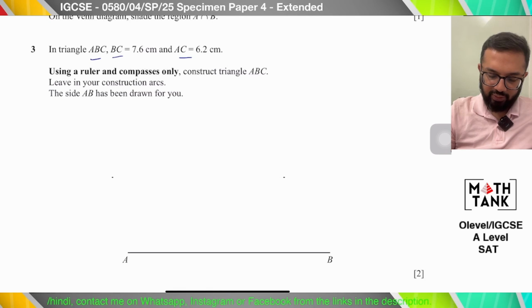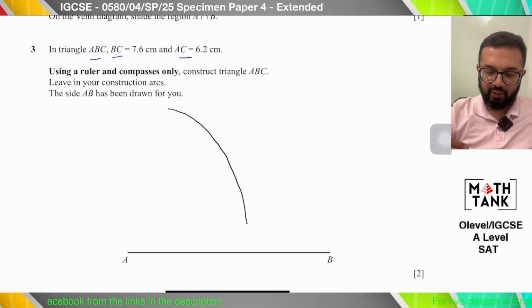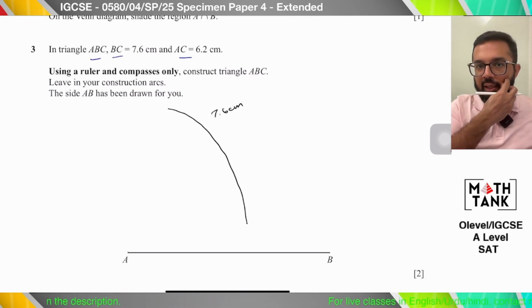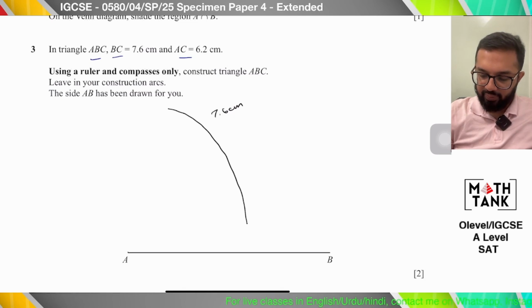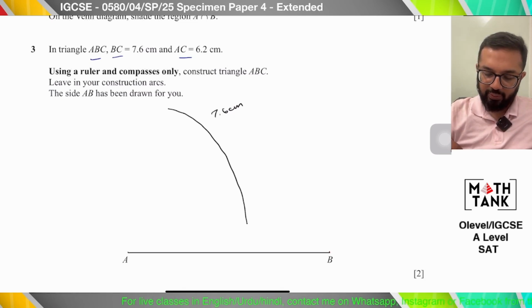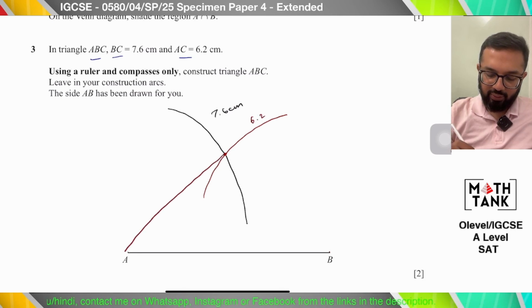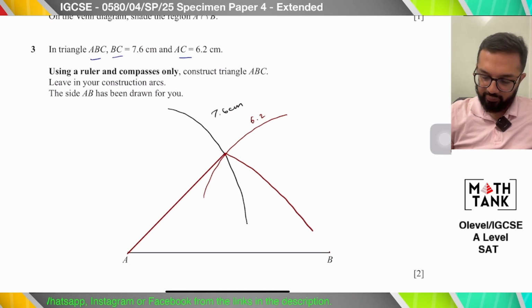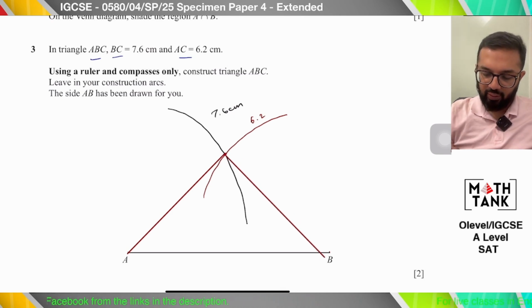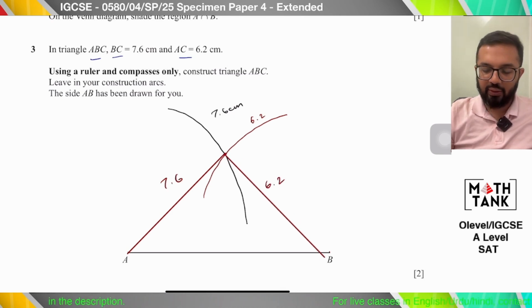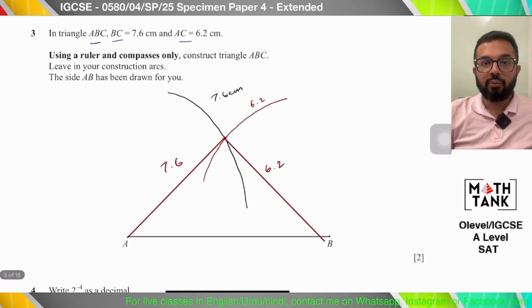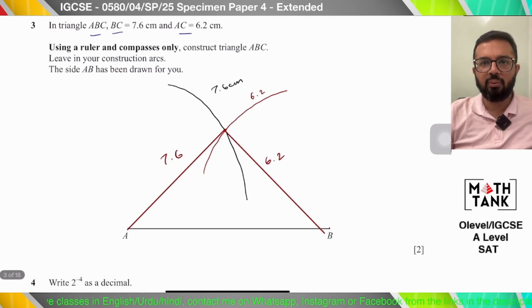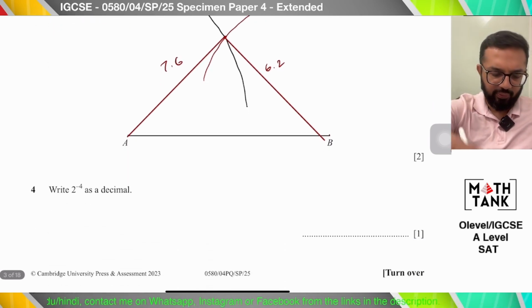I'm going to place my compass at A and draw an arc of 7.6 centimeters, and leave that as it is. Then I'm going to place my compass at B and draw another arc of, let's say, 6.2 centimeters. They're going to meet at a certain point, and you'll call that point C. So that's 6.2 and that's 7.6. My diagram is of course not accurate, so I can't show you the exact shape of the triangle, but that's probably what it's going to look like.